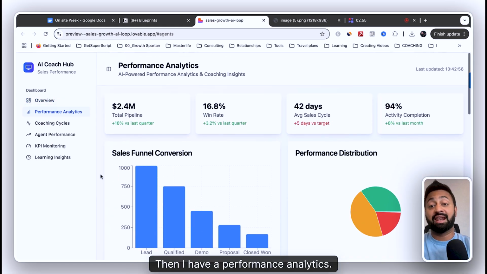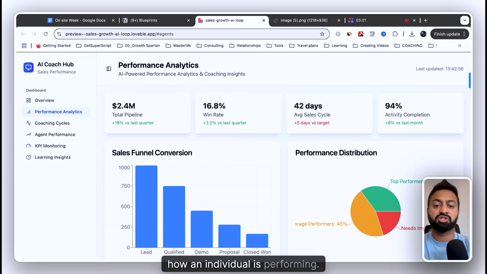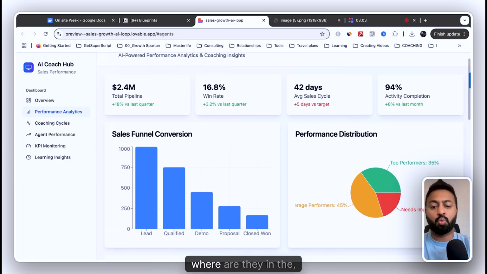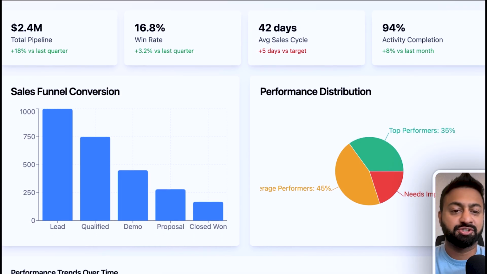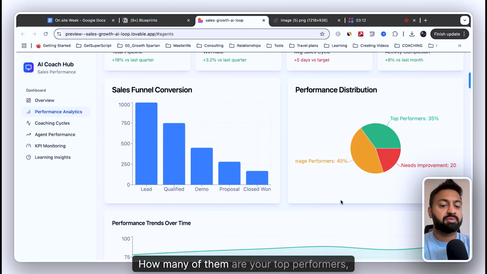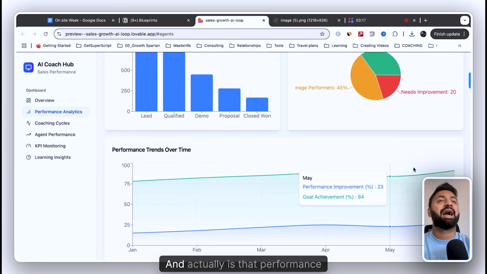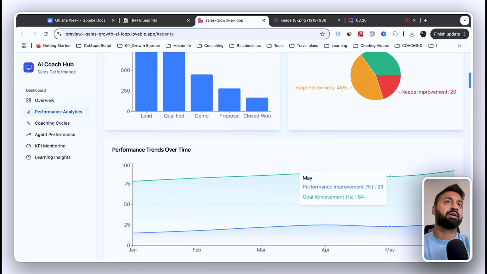Then I have performance analytics. This might be the most important piece in terms of how an individual is performing. What's the total pipeline? Where are they in the qualification stage? And how is each of them performing across the team? How many of them are your top performers? How many of them are your average performers? And how many of them actually need some improvement? And actually, is that performance improving over time?